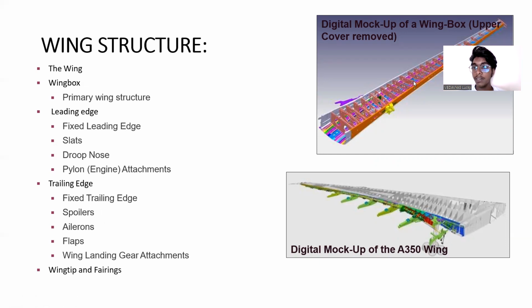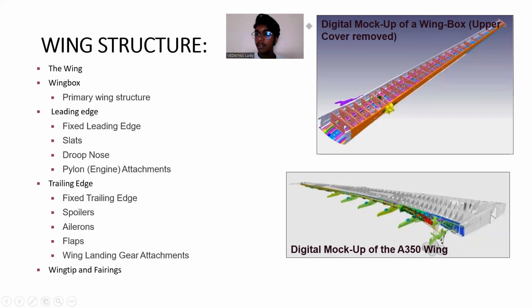As we can see here, we have the digital mock-up for the wing box, with the upper cover removed, and the digital mock-up of the A350 wing. It's a backside view, a front leading edge view, and the trailing edge view.